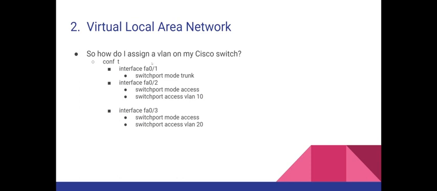So if you want to assign a VLAN on a Cisco switch, you basically select the interface and what mode you want, and here you select the switchport for remote access. That's pretty easy.